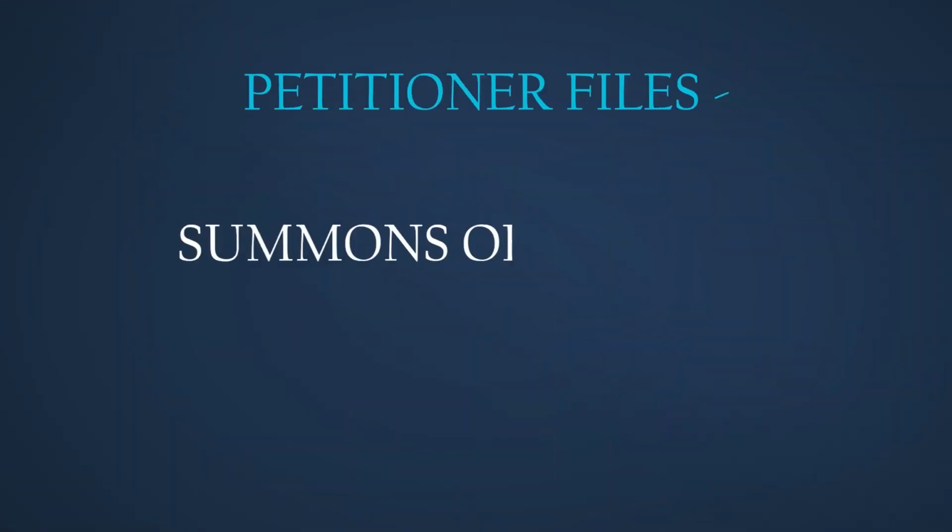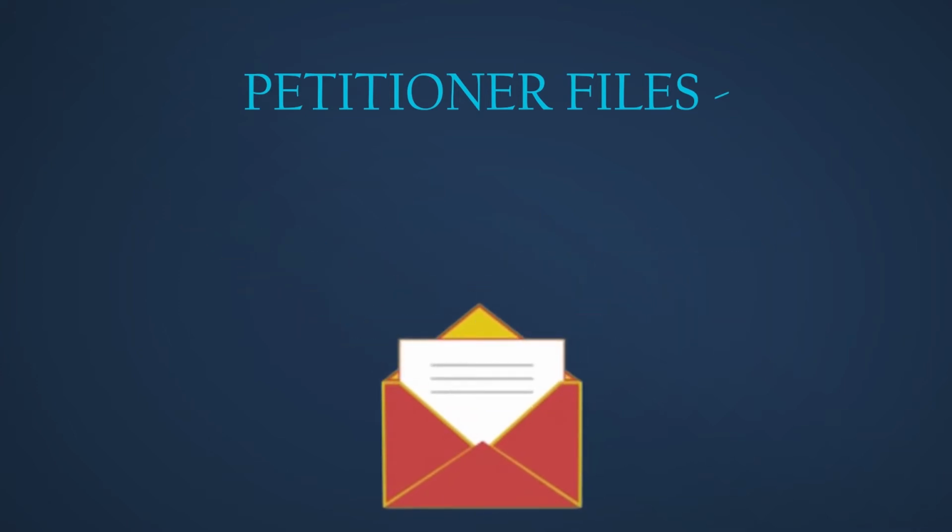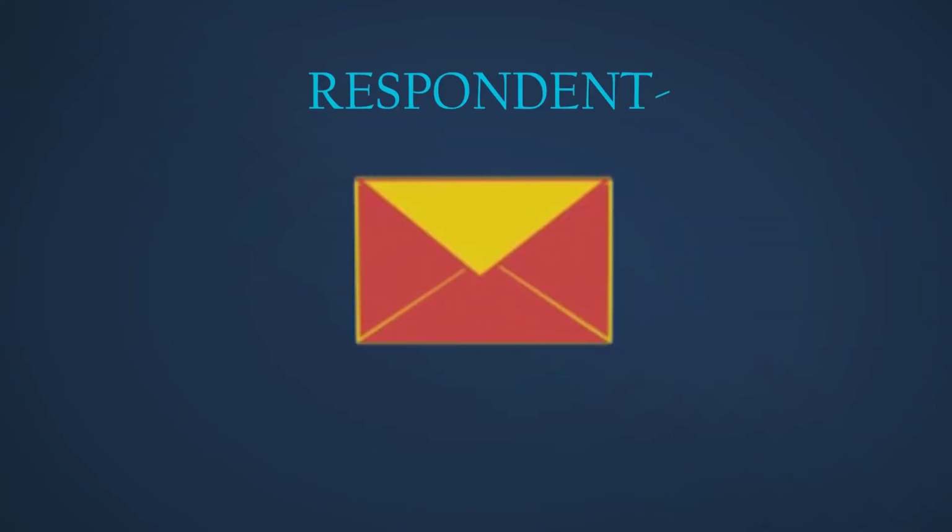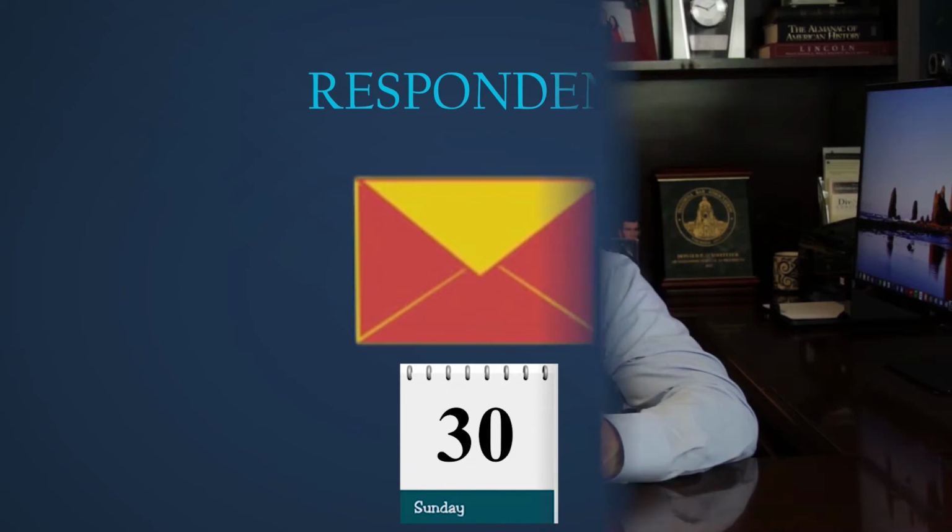So let's talk about that first stage. The first stage is what I like to call the information stage. That's where you're providing notice and opportunity to the other side. The petitioner files a summons and petition and serves it on the respondent. The respondent within 30 days has to file a response. This petition is basically telling the other side and the court what you think this case is about and what, if anything, is going to be contested.